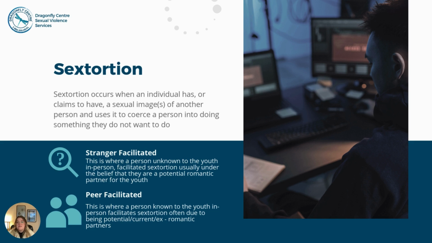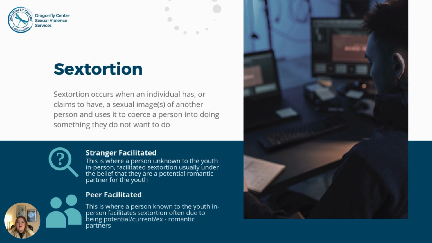A form of non-consensual photo sharing can include sextortion. Sextortion occurs when an individual has or claims to have a sexual image of another person and uses it to coerce them into doing something they do not want to do. This can involve demands for more explicit images, money, or other forms of control over the victim. This includes in person controls as well. They may coerce them into sex or into a relationship. Sextortion can be facilitated by both strangers and peers.